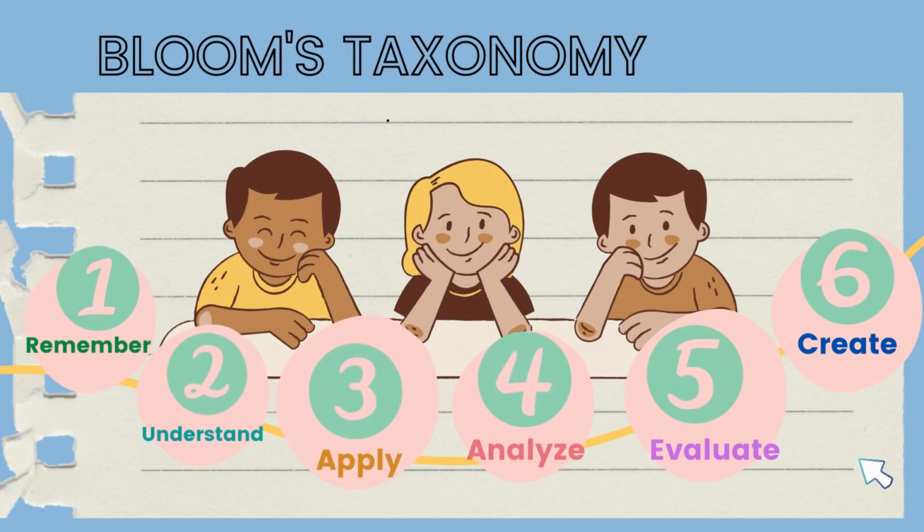There are 6 levels of cognitive learning according to Bloom's taxonomy. Each level is conceptually different. The 6 levels are: remember, understand, apply, analyze, evaluate, and create.